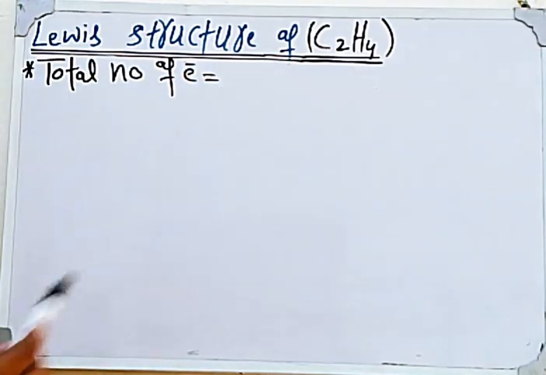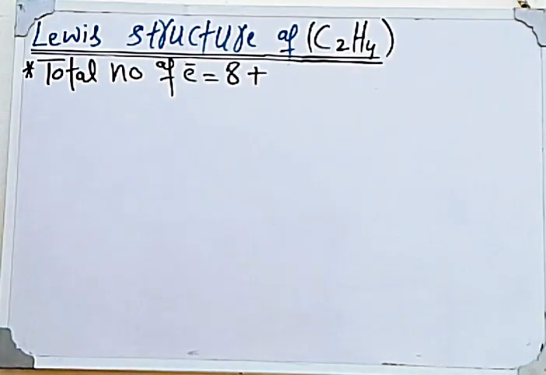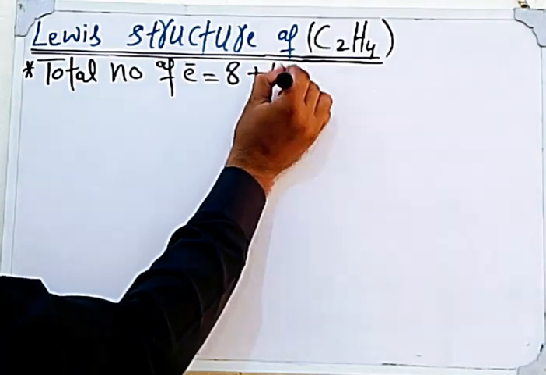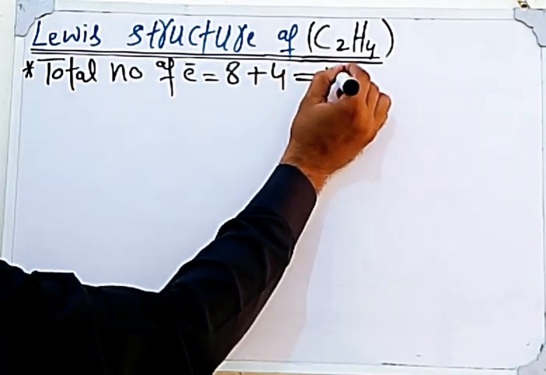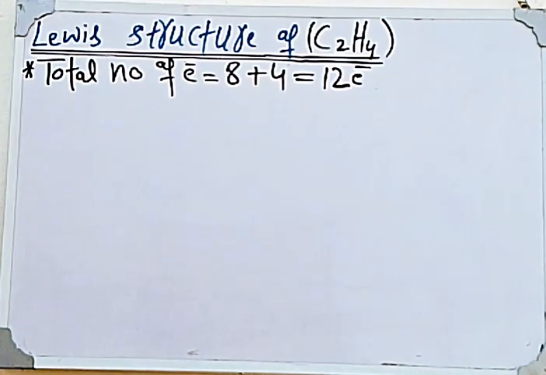We know that carbon is present in group 14, so it provides 4 electrons. So 2 carbon atoms provide 8 electrons. We know that hydrogen is present in group 1, it provides 1 electron, so 4 hydrogen atoms provide 4 electrons. So we have a total of 12 electrons, and we have to distribute these 12 electrons between 2 carbon and 4 hydrogen atoms.